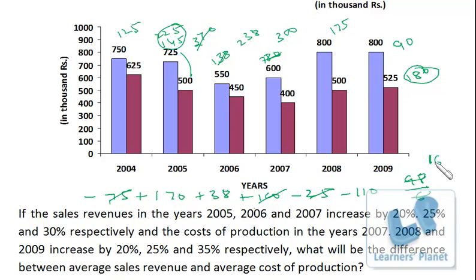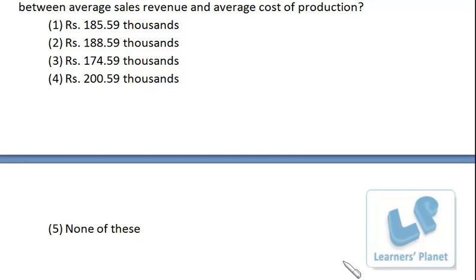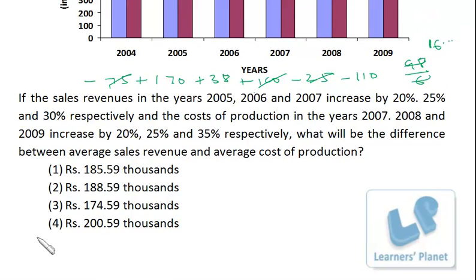Around 16 something. So it should be 216 something. Okay. So we have the option none of these over here. So the answer is none of these, because it's around 216.